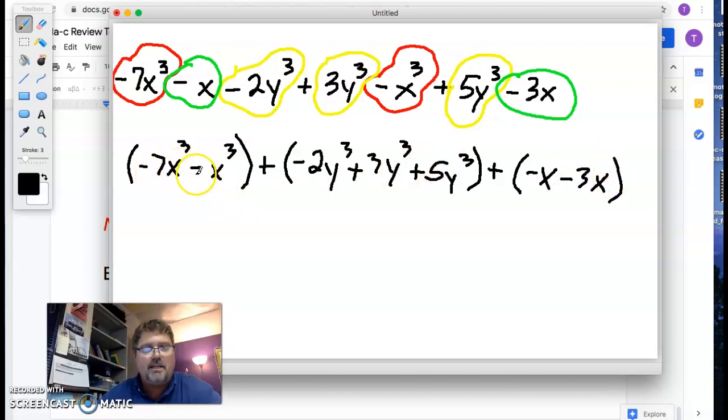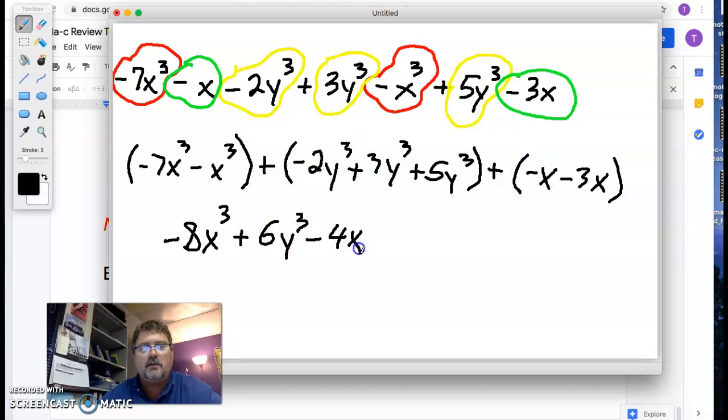Negative 7 plus negative x, or negative 7 minus negative 1 is negative 8x cubed. All right, negative 2 plus 3 is 1, plus 5 is 6. So that's 6y cubed. And negative 1 plus negative 3 is negative 4. So I get negative 4x. And that's your answer. All right.